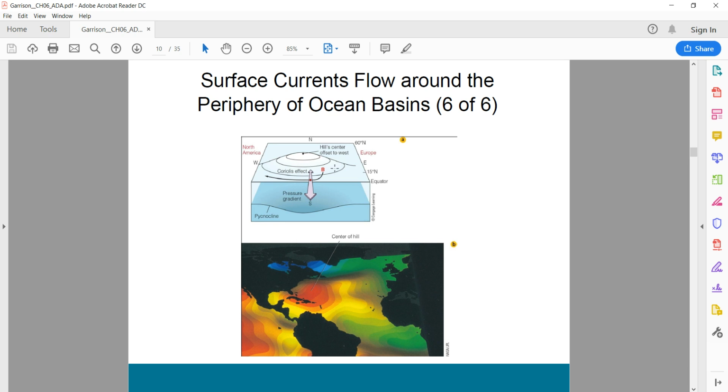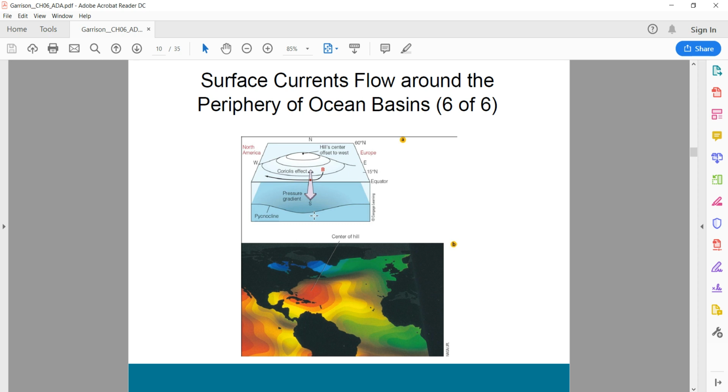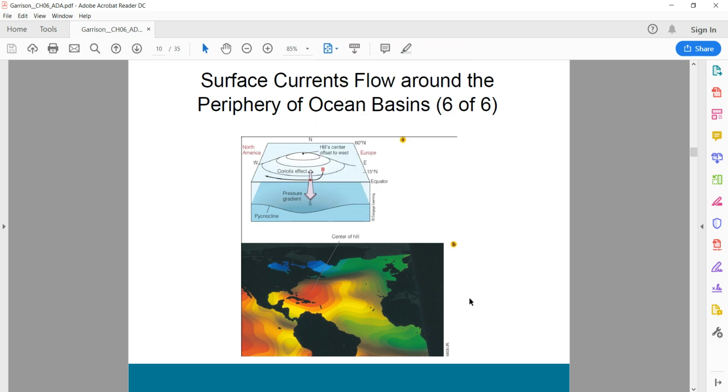And this water mounding will also lower the pycnocline here, because now you have a lot more ocean water here, and that kind of pushes the pycnocline a little bit downwards, and also the thermocline. So that is another impact here.